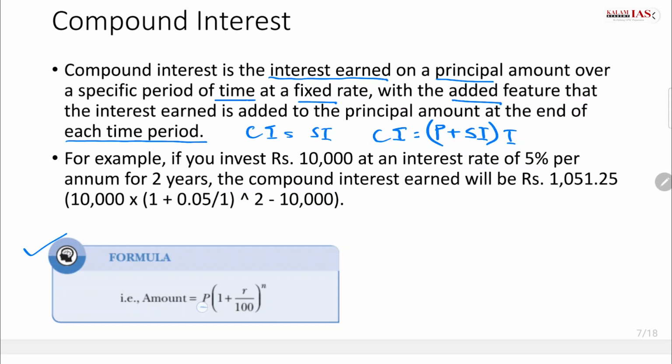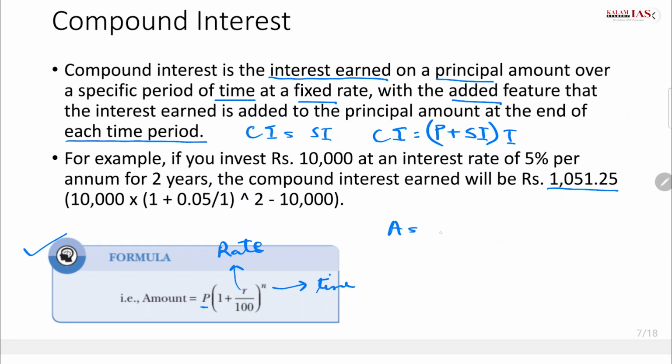The amount is equal to P, where P is the principal amount, R is the rate at which the money is invested or borrowed, and N is the time period. For example, if we invest 10,000 at an interest rate of 5% per annum for 2 years, the compound interest will be 1051.25. Let's put this in the formula so that we can understand.